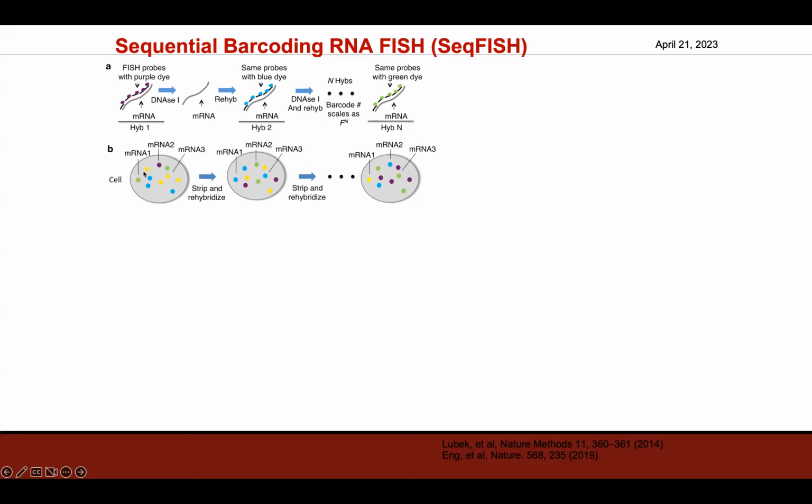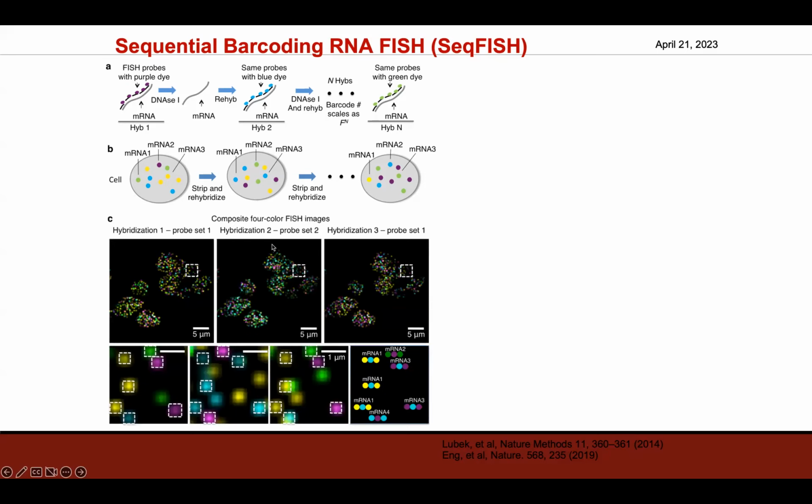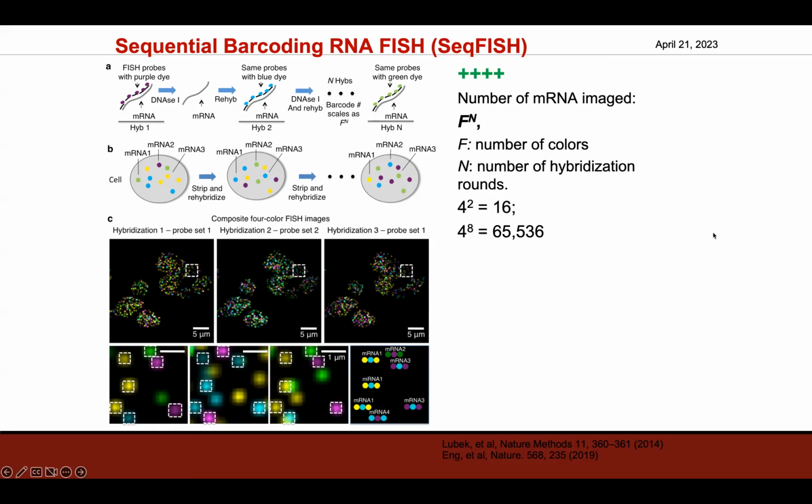And you can do hybridization, and then you can strip that out and rehybridize that. So each cycle will have different colors, and you can repeat these cycles to enable multiplex RNA imaging. These are typical examples that were reported about 4 years ago, called sequential barcode RNA FISH, or seqFISH. In theory, with about 8 cycles of hybridization, we can realize theoretically 65,000 genes in a single cell.